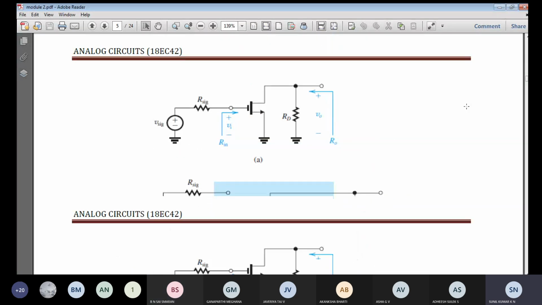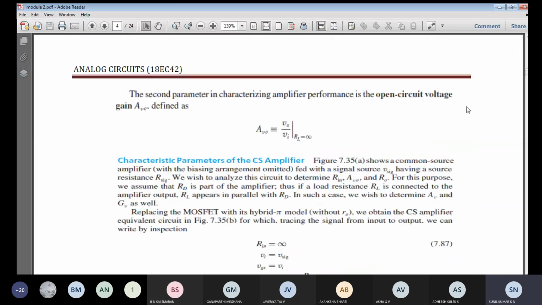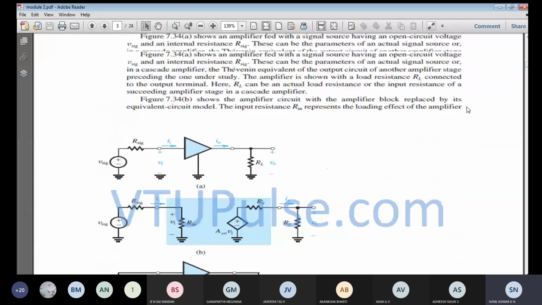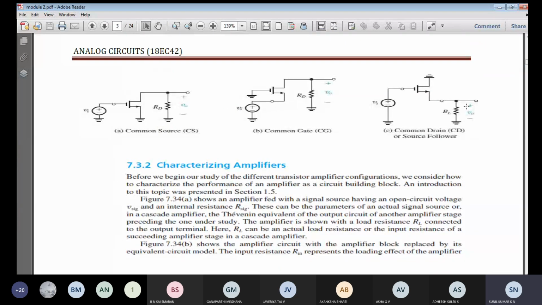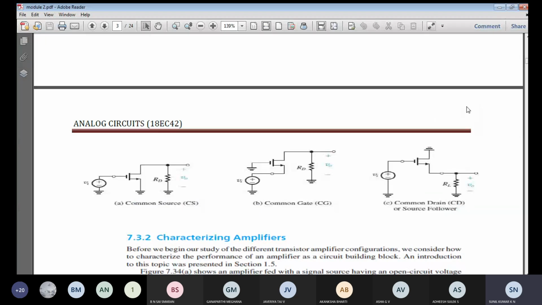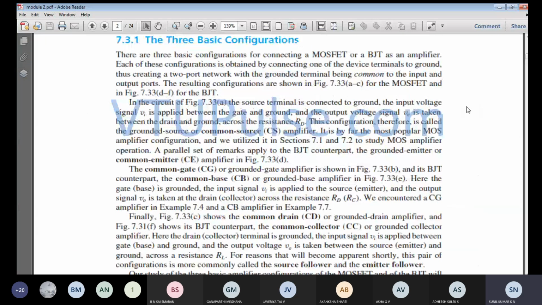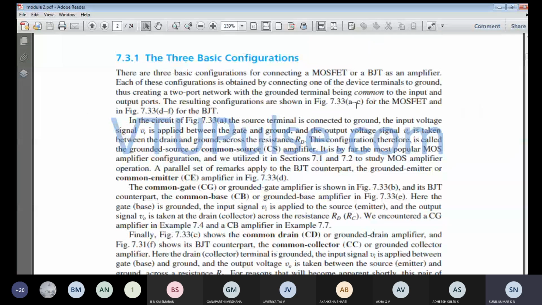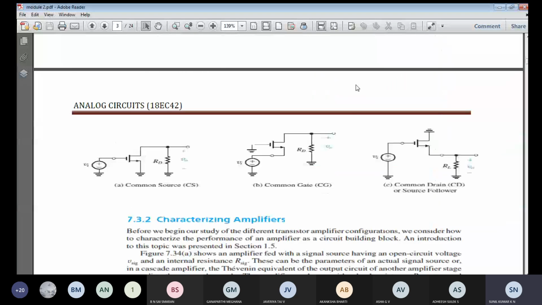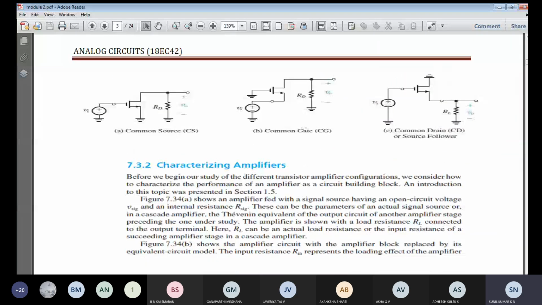Okay, so in the last class, we were discussing the three different configurations. I'll just brush up the topic from the previous class, because this is an important topic, and based on this only we are going to move further when we see the different configurations. In the previous class, I was discussing the MOSFET and its three basic configurations. Of these three configurations, one is the common source, another is the common gate, and the third one is the common drain.